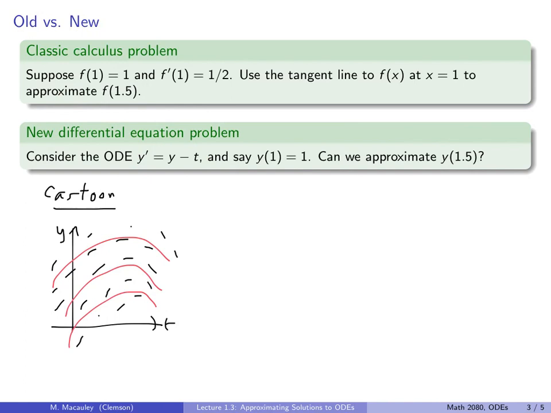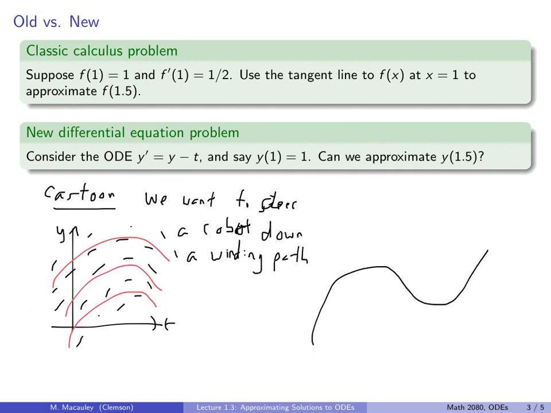So our cartoon is going to be: suppose we want to steer a robot down a winding path. So here's my picture. Let's suppose that we have a path that goes to a house. Here's our little house, and we have a robot that starts out right here, and you're not going to get a better drawing from me than this.